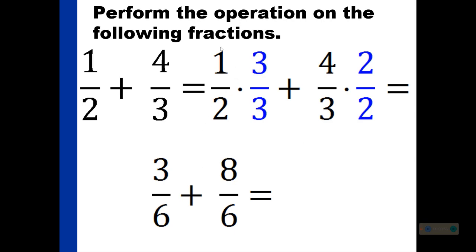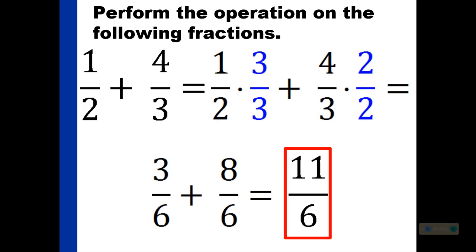Then you will obtain on this first set, we have 3 over 6 plus on the second fraction, we have 8 over 6. And then continue adding your fraction, the numerator with the other numerator, and then copy the denominator. So you will have here 11 over 6. Then if you haven't reduced this to lowest term, then this will be your final answer. Okay? Or there is another way of how you are going to solve 1 half plus 4 over 3.